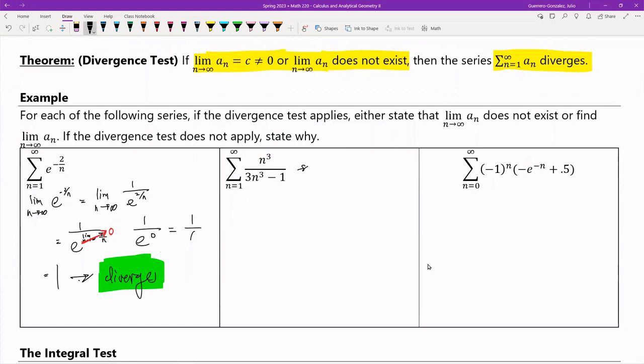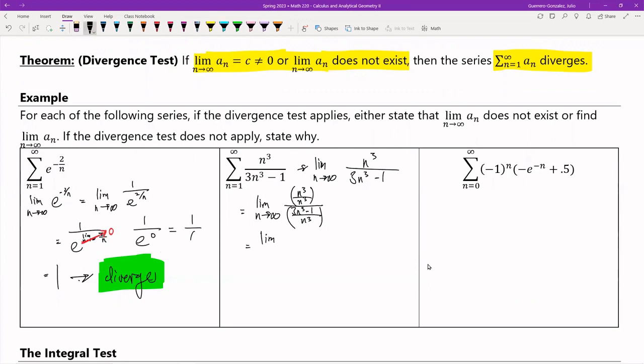Again, we have to look at the limit as n goes to infinity of n cubed divided by 3n cubed minus 1. Hopefully you remember how to do this kind of limit: you divide by the biggest power that you see. So this is equal to the limit as n goes to infinity of n cubed divided by n cubed, dividing everything by that n cubed, so it's 3n cubed minus 1 over n cubed on the bottom.